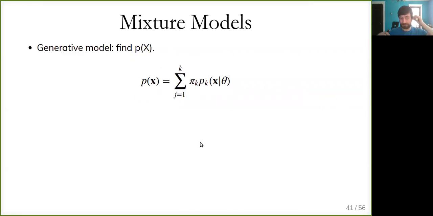So a mixture model is a model for a probability density function, which you can also call a generative model. So we want to find a model for P of X. Mixture models are, as the name suggests, a mixture of simple or relatively simple probability density functions. Here, you say the density function over all of X is a sum over probability density functions P_k of X. So you have K different mixture components, and each of these P_k is of some simple form with some parameter theta, and they're weighted by some weighting factor pi_k, and the pi_k have to sum up to 1 for this to be a probability distribution.